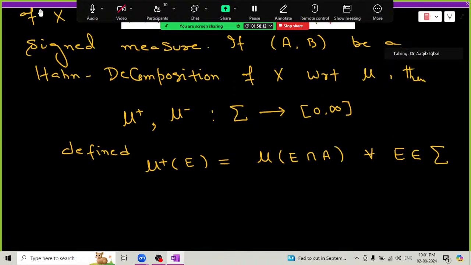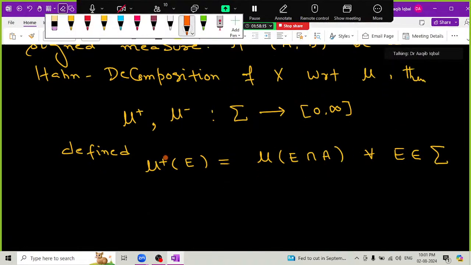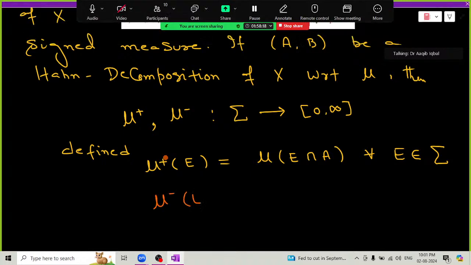And for mu minus, the way it works is this. Mu minus when evaluated at e will be defined as mu of e intersected with b, but since b is a negative set, ideally this mu will be less than or equal to 0. But my claim is that mu minus takes values in 0 to infinity, so for that I need a correction factor, and that would be minus 1. This is how these two functions are working. This is the action of these two functions, mu plus and mu minus. Mu plus works like this and mu minus works like this.